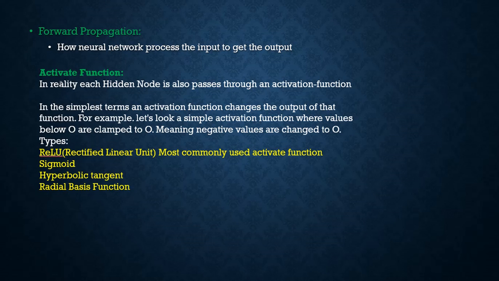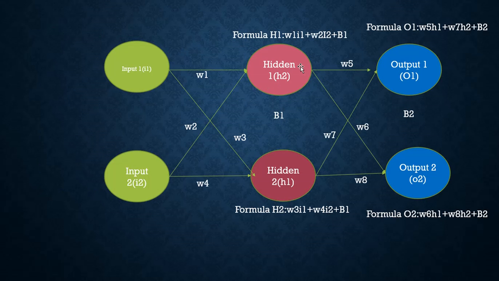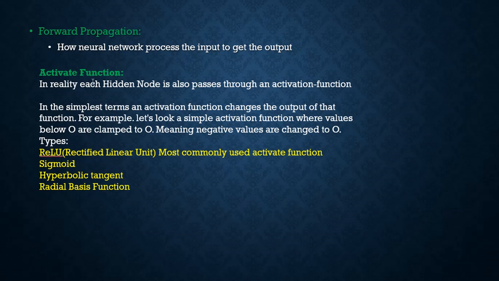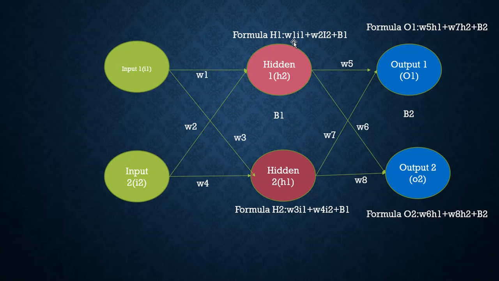Next is the activation function. This is another kind of process that happens in the neural network. The activation function does its processing in the hidden layer. As I said earlier, this is the hidden layer, so here the activation function will process. What exactly is an activation function? In its simplest form, it changes the output of the function, which means the function in the hidden layer will change the value of the hidden output. That is called an activation function.